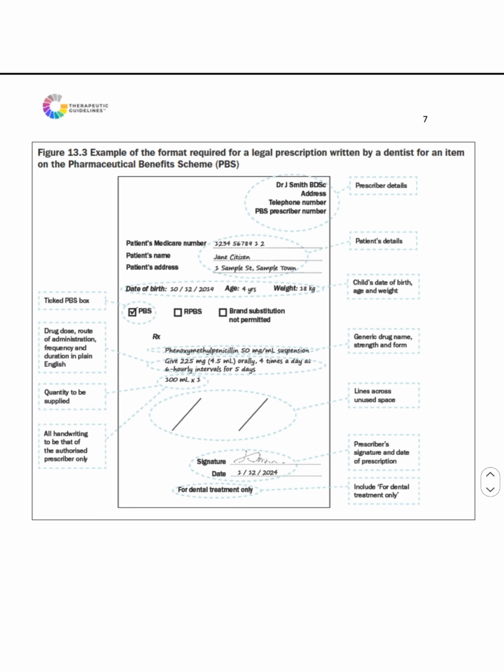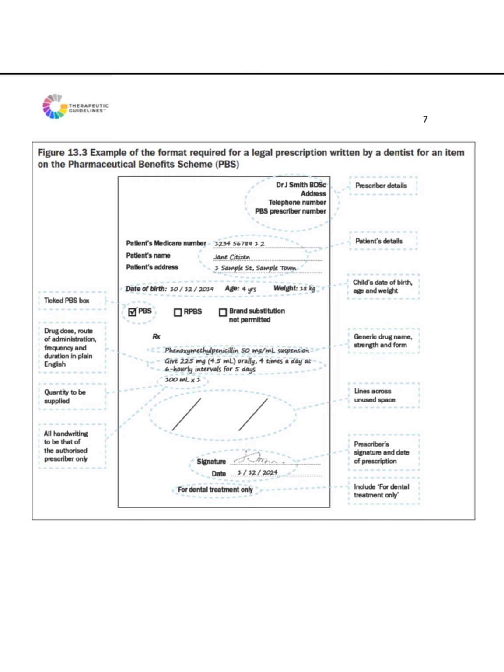So in this figure, an example of the format required for a legal prescription written by a dentist for an item on the PBS. So these are those drugs which are subsidized. Okay. So what we need to do: the prescriber details, which is your detail, doctor's name, their qualification, their address, phone number, and your prescriber number. Then the patient's name, patient's Medicare number, and patient's address. Then if it is a child, their date of birth, age and weight also. Then if there's a PBS medication, tick the PBS box.